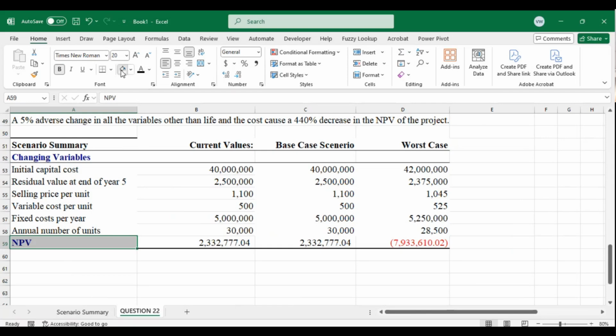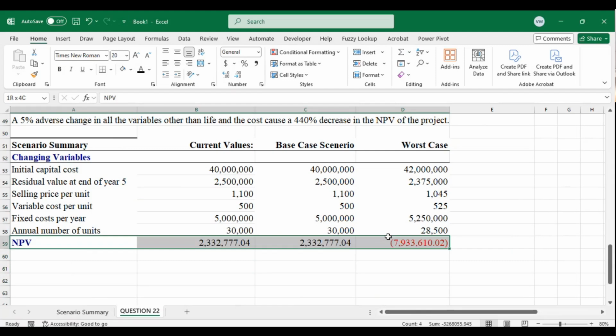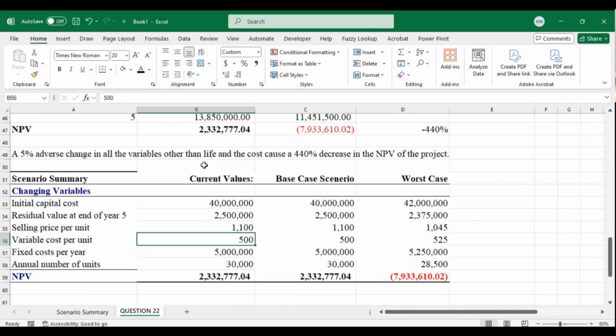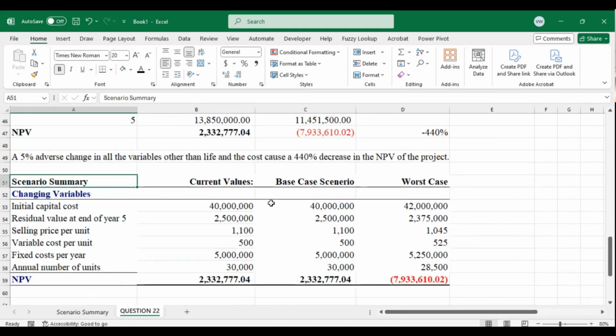This is our NPV. So this is the summary. From this summary, you can tell that the original initial cost was 40 million, and a 5% adverse change increased the cost to 42 million.